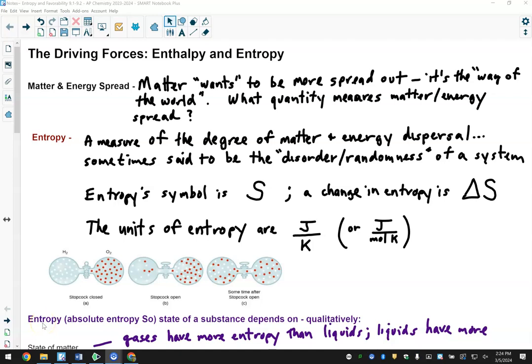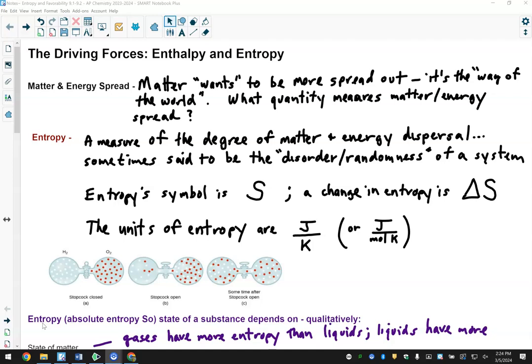All right, so in addition to enthalpy as one of the principles that decides whether or not chemical reactions happen, we like to have enthalpy go down, right? We like things to be exothermic because energy gets more spread out. There's also something called entropy.